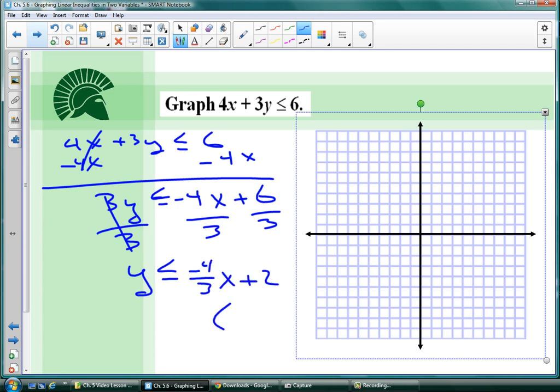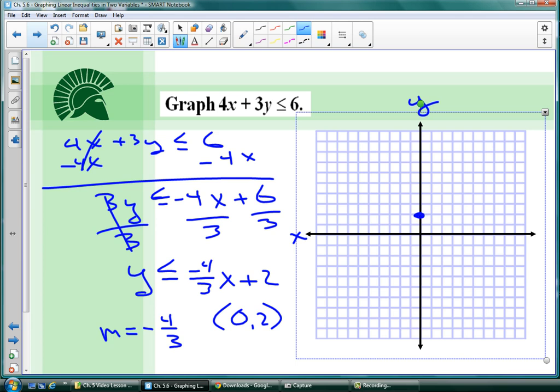My y-intercept is +2. My slope rhymes with m. My slope is -4 over +3. So again, I go up to 2 from my origin. Remember, this is the x-axis, this is the y-axis. And now I have +2 for my y-intercept.